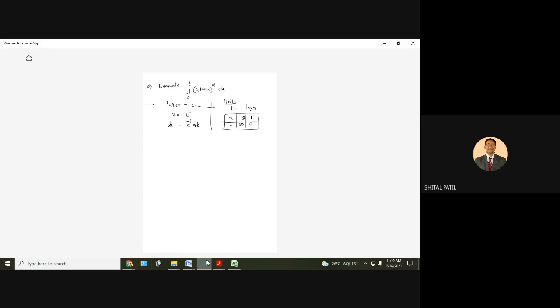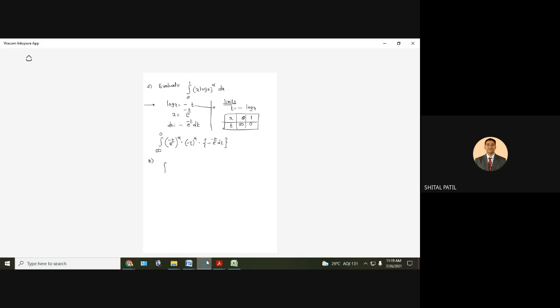So the integral will become infinity to 0. X raised to alpha, but x is e raised to minus t, so e raised to minus t whole raised to alpha, into log x. Log x is minus t, so minus t raised to alpha. And then dx is minus of e raised to minus t dt. I hope you will be able to solve the remaining part. Third, one more type of example is expected.